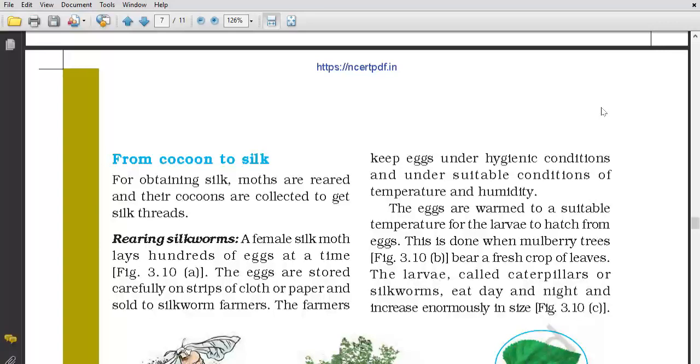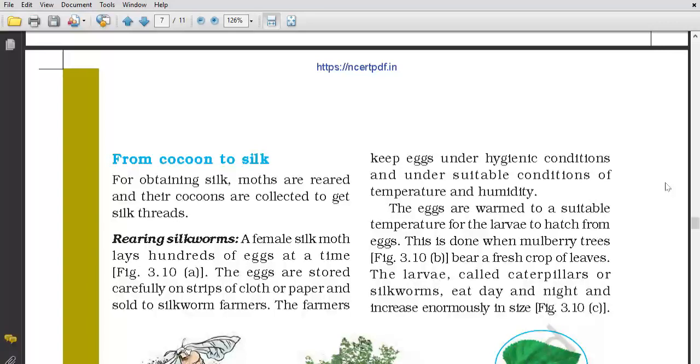Moths are reared, and this rearing is known as sericulture. So how are the cocoons collected? Cocoons are dropped in hot water, and the moths inside them die. Then they pick out the fiber one by one, and it is used to make silk.